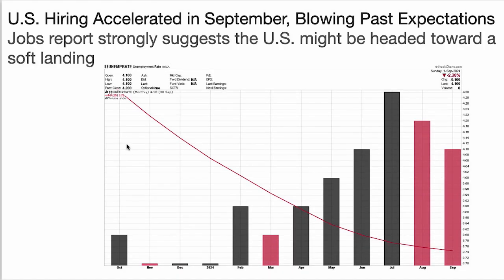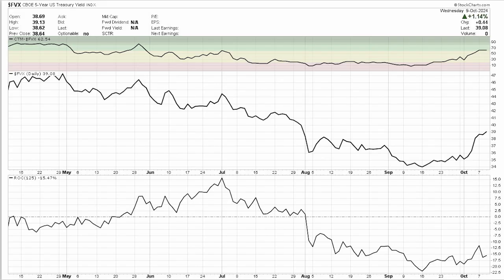Now, on a macroeconomic number, we got our jobs report last week that was very positive. You can see here that we're seeing improvement in unemployment. It went from 4.2 down to 4.1. So the economy is appearing to be quite strong.